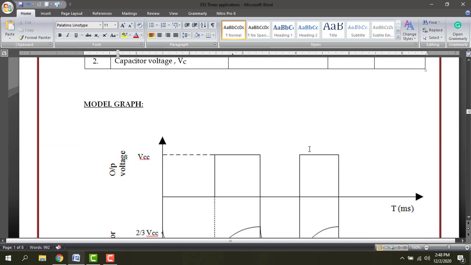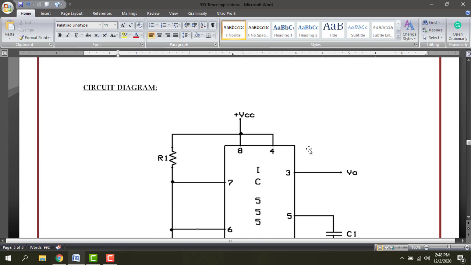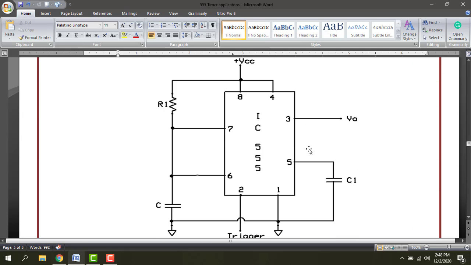This monostable multivibrator is used to produce a time delay. So most of the time, if you want a delay like 5 seconds, 10 seconds, 20 seconds, the main important and very popular circuit is the monostable multivibrator.